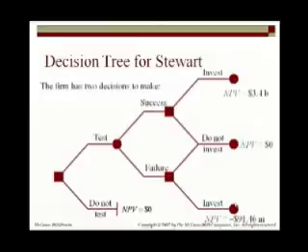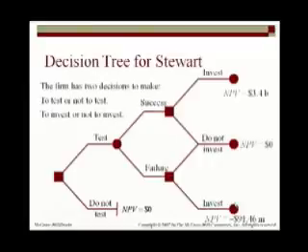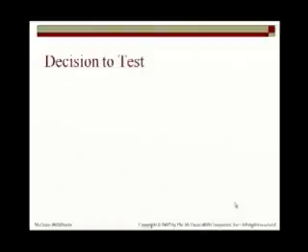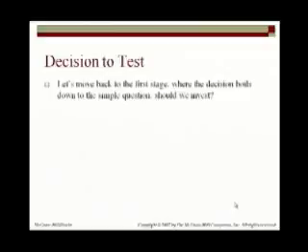Now, the firm has two decisions to make. The first is, should we invest? And the second is, should we test? So we're going to kind of work backwards. We're going to start with the decision of whether to invest, and then we'll decide whether to test. So, okay, I got that backwards again.